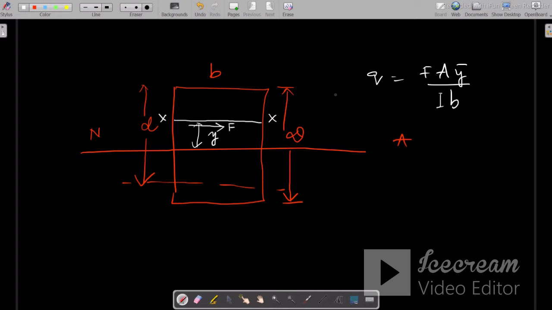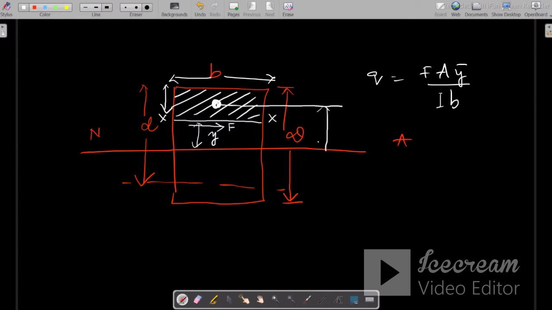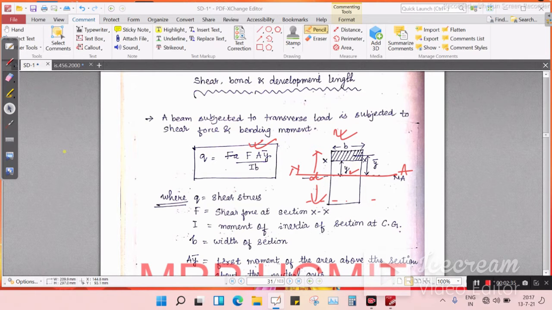Shear force. Okay, A is the area, this depth into width, this is the area. Y bar, suppose this is the CG of this section. From this CG to the neutral axis, the distance is y bar. What is I? I is the moment of inertia of the whole section about the neutral axis. And B is the width of the section. Okay.